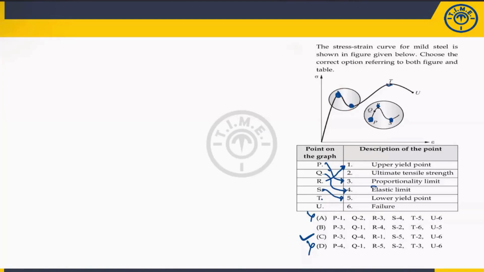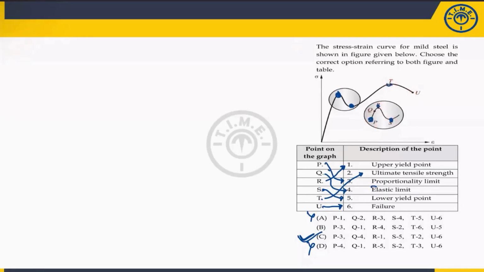Then there will be a T point. T point is the ultimate tensile strength. That means T is 2 and U is the failure point. Okay, so you can see here 3, 4, 1, 5, 2, 6. So option C is the correct one. So one is the proportionality limit, then elastic limit, upper yield point, lower yield point, ultimate tensile strength, and this is nothing but the fracture point.